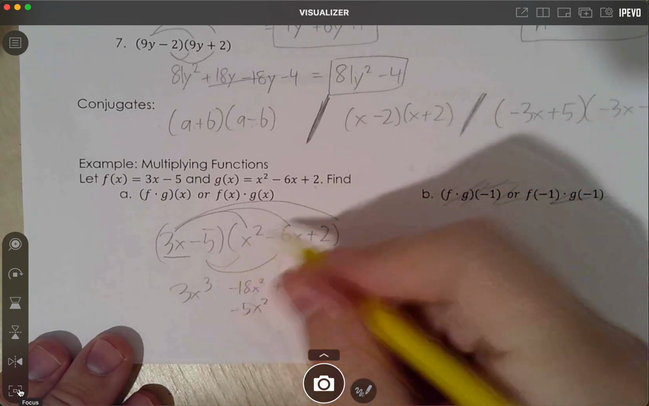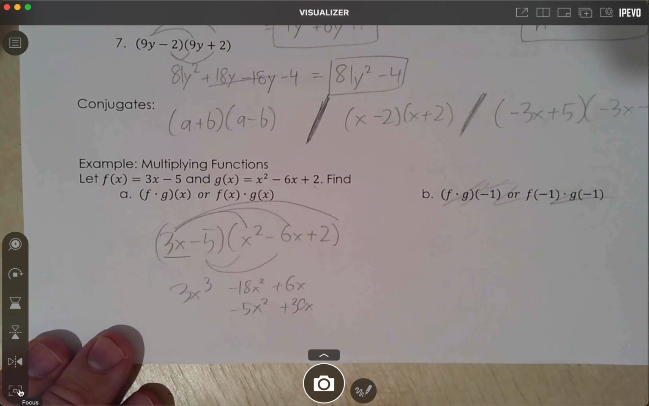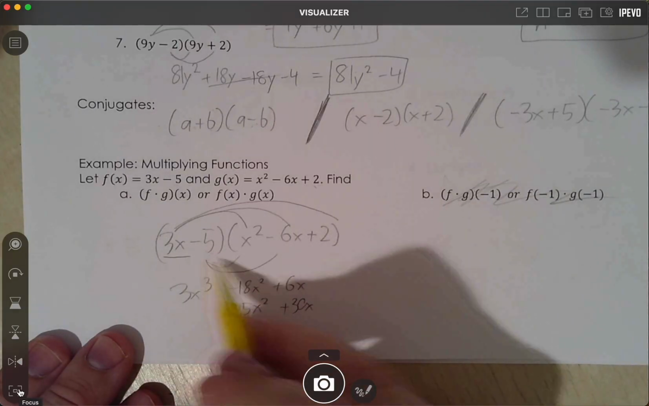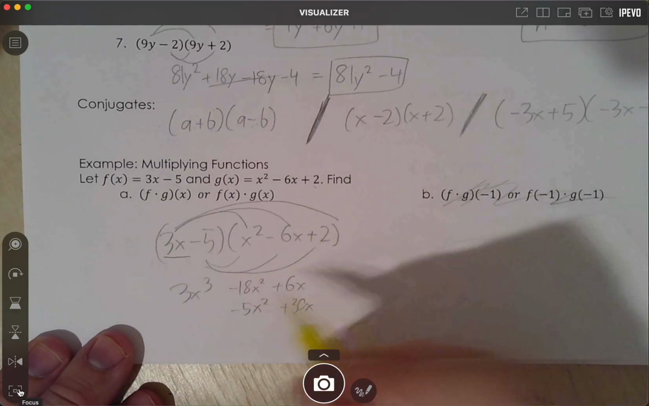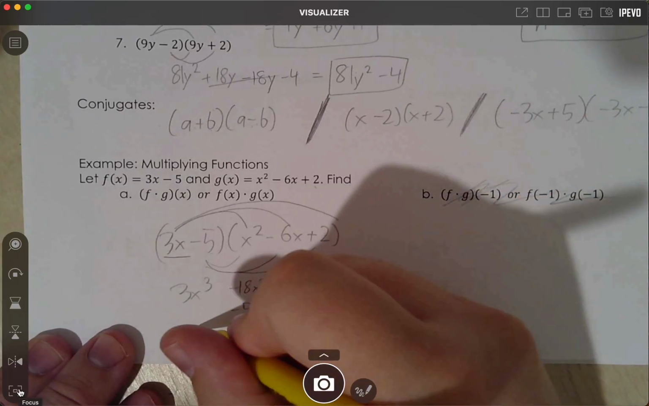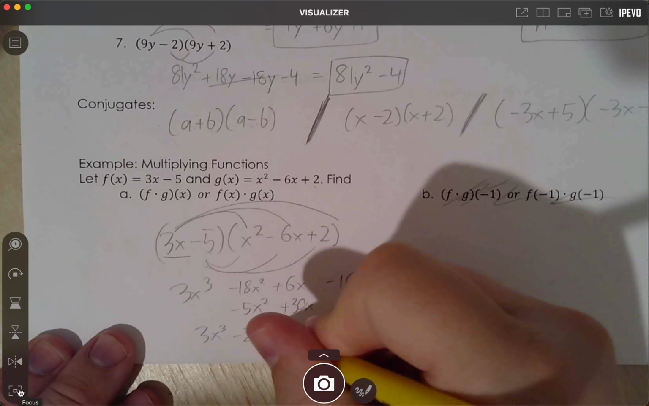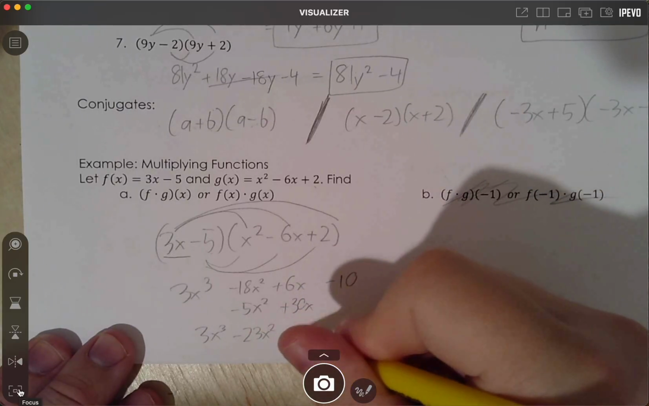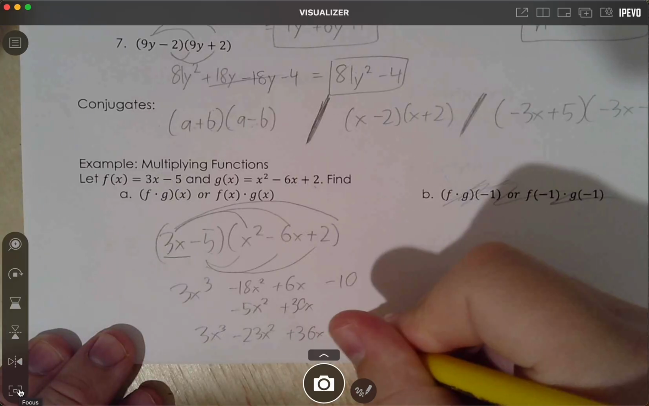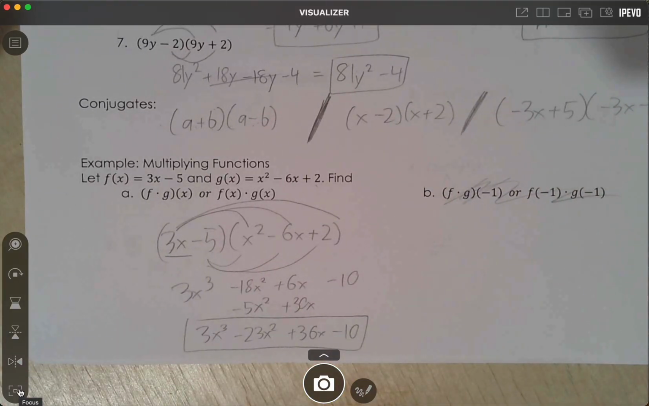Up next, negative 5 times negative 6 will be positive 30x, and I've already seen a single x term. And then I see a negative 5 times 2, which will be negative 10. I've never seen just a number without a variable, so that goes on the end. So I combine, which would be negative 23x squared, plus 36x, and minus 10. And now I'm done. Great.